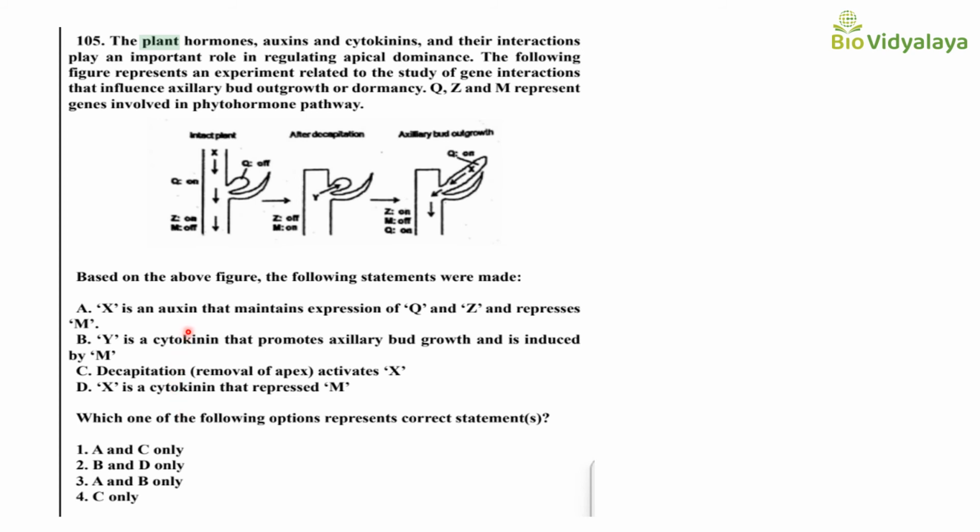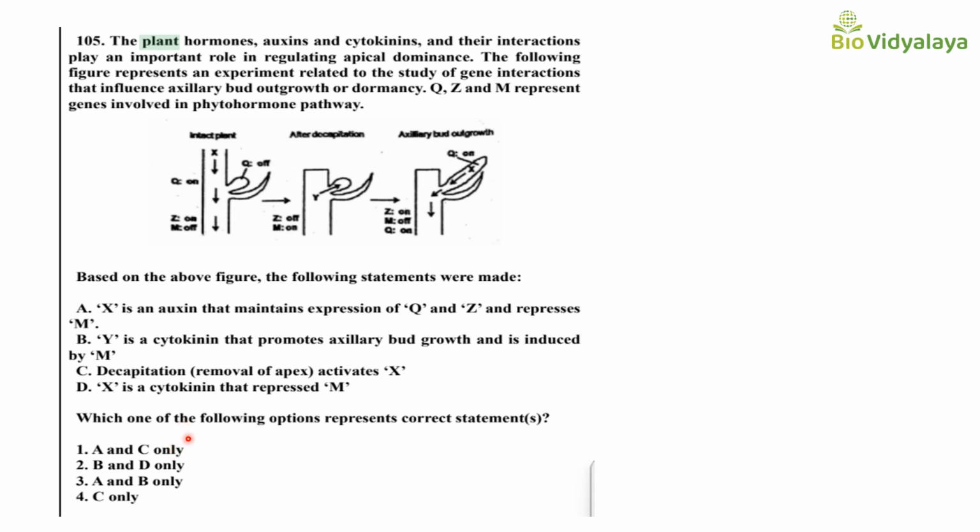Statement A: X is an auxin that maintains expression of Q and Z and represses M. Statement B: Y is a cytokinin that promotes axillary bud growth and is induced by M. Statement C: Decapitation, that means removal of apex, activates X. Statement D: X is a cytokinin that represses M. Which one of the following options represents the correct statements?